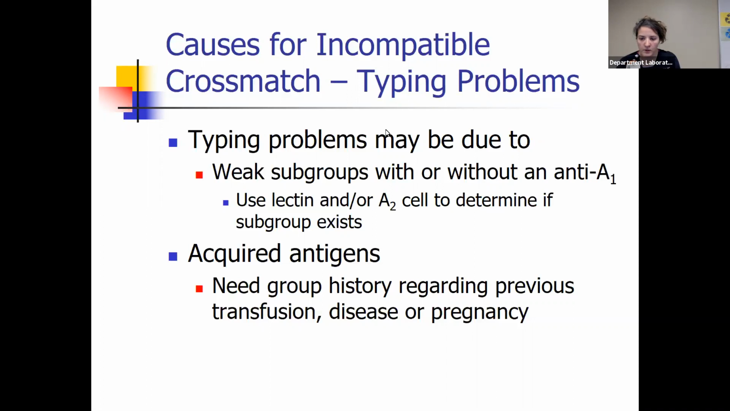All right, so acquired antigens, we talked about the acquired B, all right? So looking at patient history is very important as well. Patient history is very important too for females that have had previous pregnancies, all right? That's one of the ways that patients build allo antibodies, okay? And if they've had previous transfusions, that's the other way that they can build unexpected allo antibodies.